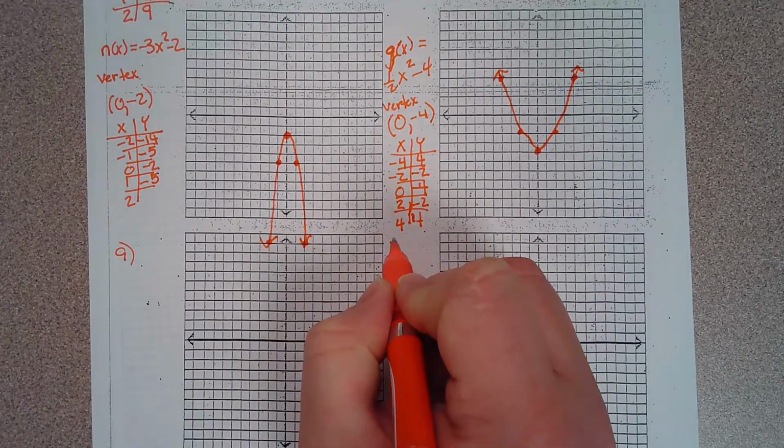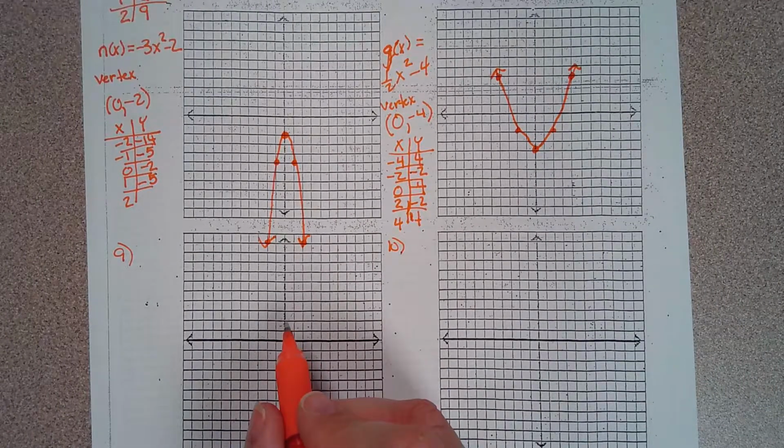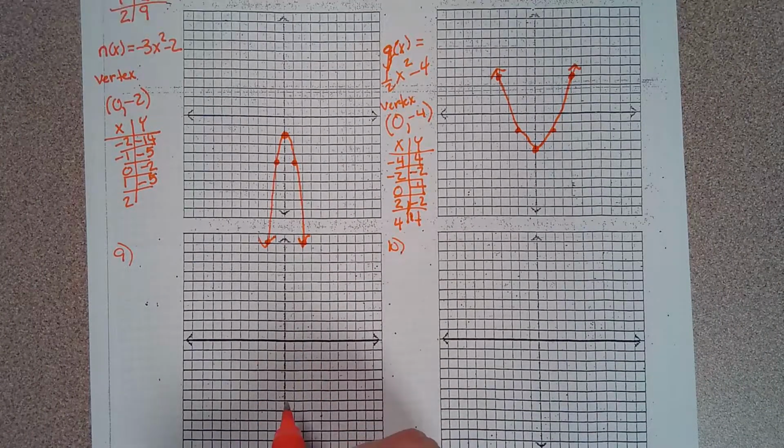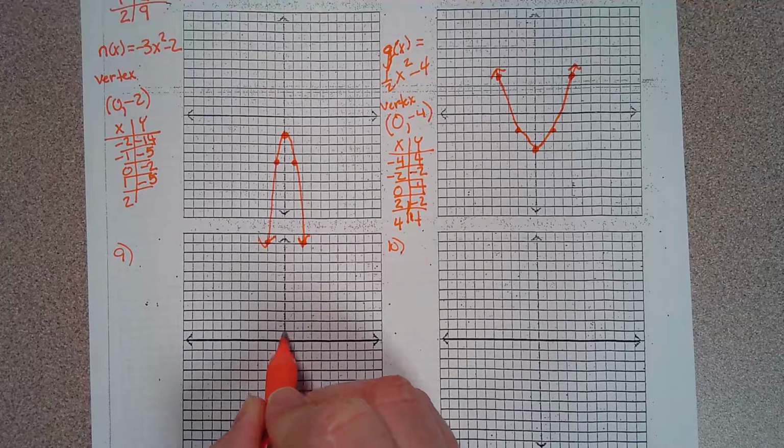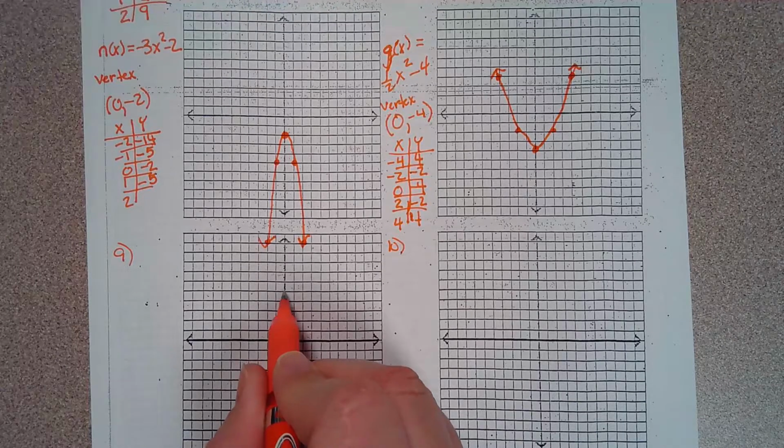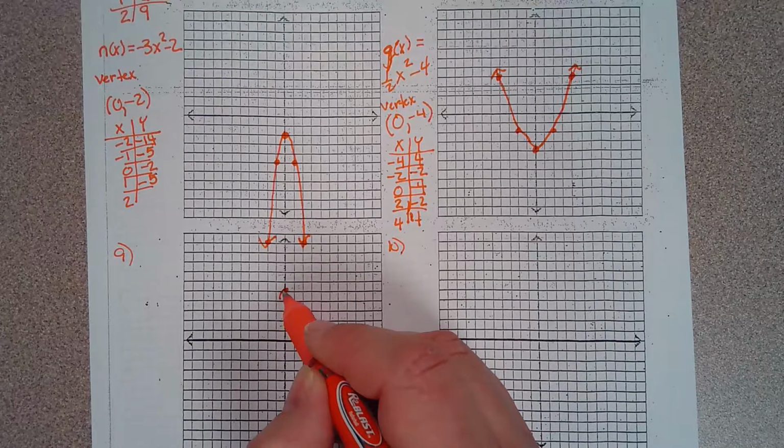So for this one, the parabola opens down and the vertex is (0, 5). So I go up and give my vertex: 1, 2, 3, 4, 5. And it says it's opening down, so it's kind of going down like this.